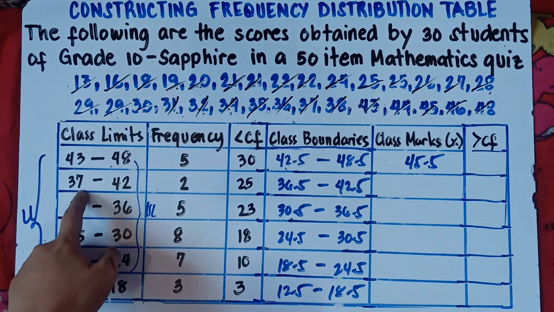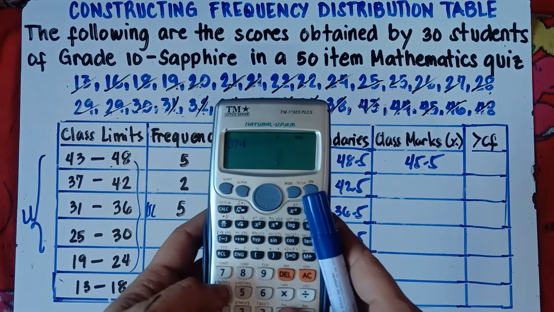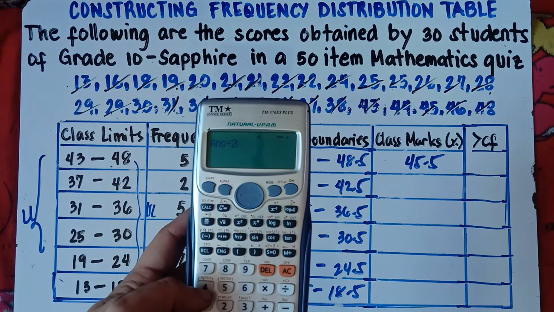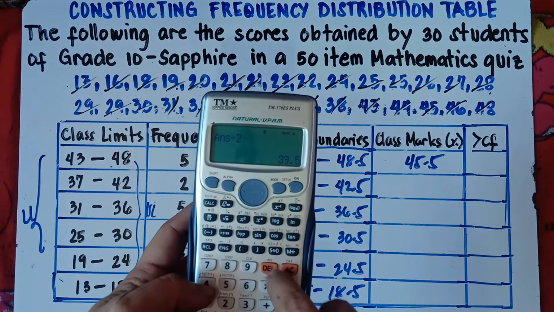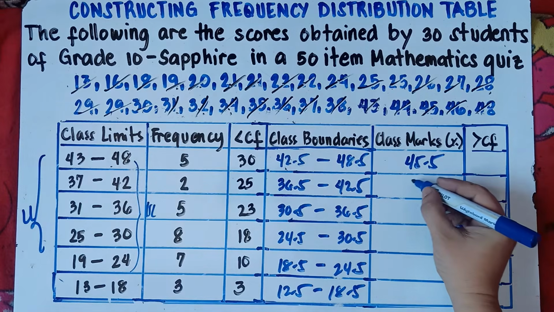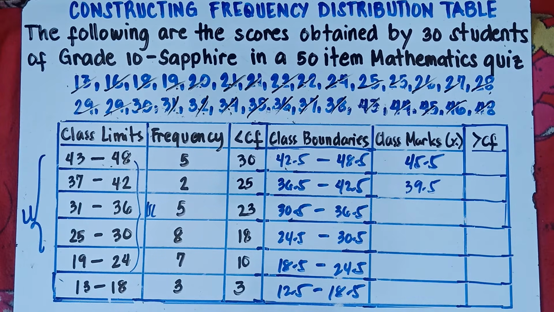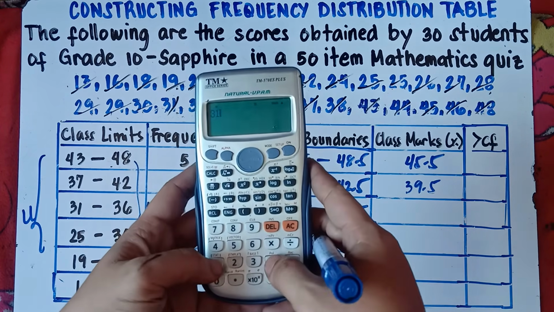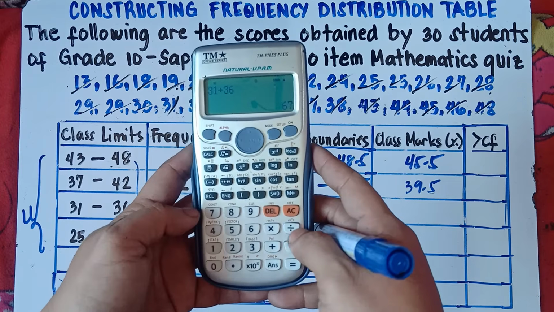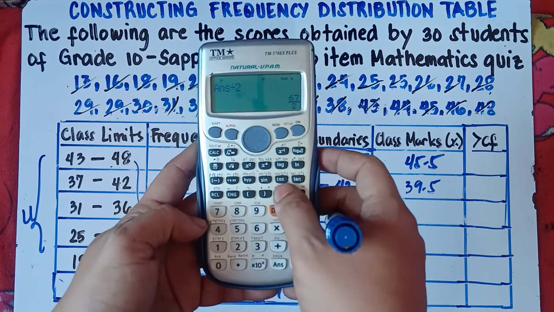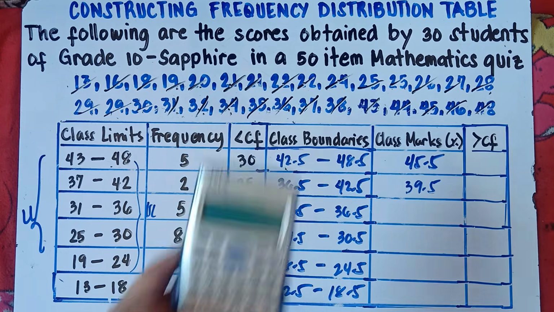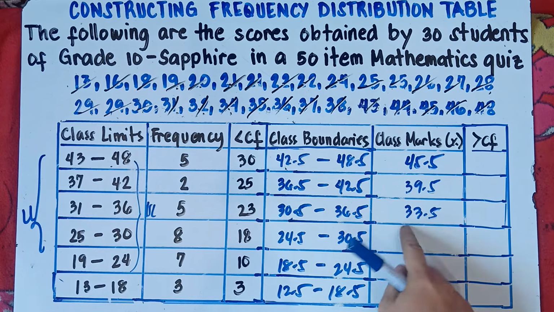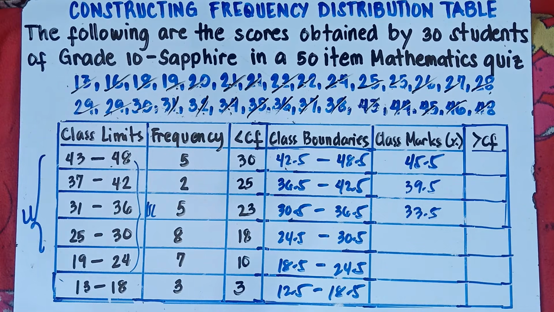Alright, once again, 37 plus 42. That's 79. Divide 2. So you will have, click this one decimal, 39.5. Alright, so once again, you add this one, 31 plus 36, then divide by 2. So you will have 33.5. Alright, so that's it. 31 plus 36, divide by 2, you will have 33.5, and that would be your class marks.